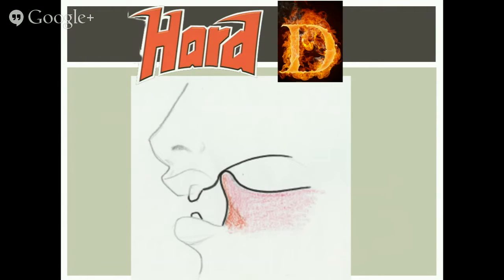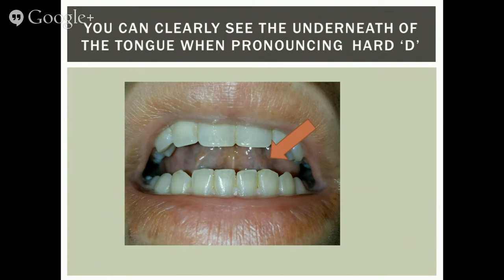How is that formed? Well, with your tongue in this position, you can see that the tip of your tongue is touching behind the bump above your top teeth. Therefore, it is called retroflex. This is what you see, the underneath of your tongue, when you pronounce a hard D sound. Just like the hard T sound, it's the same exact position.